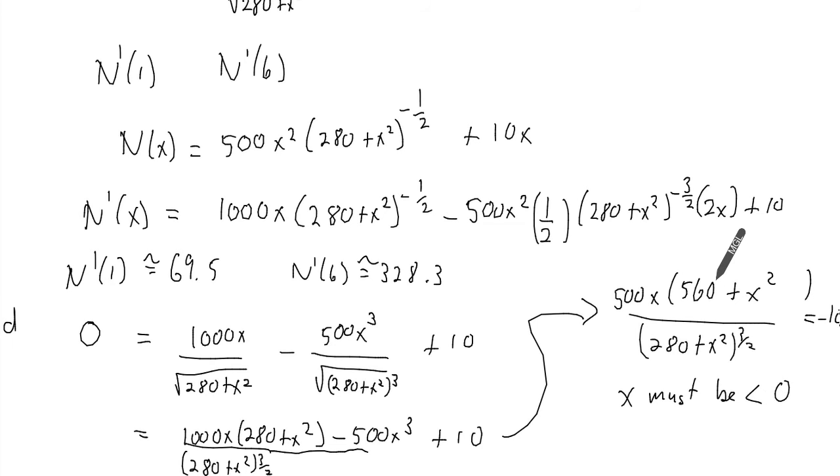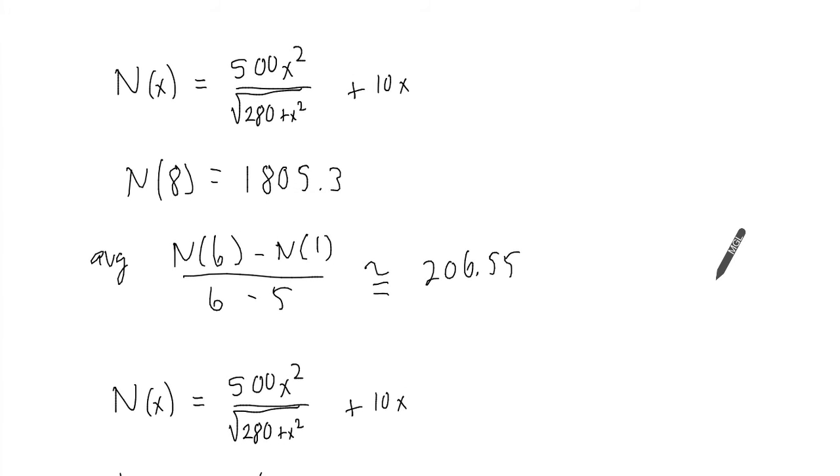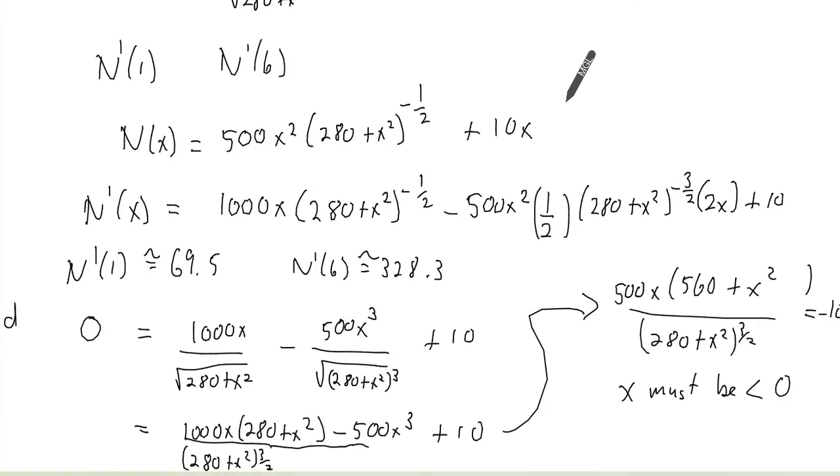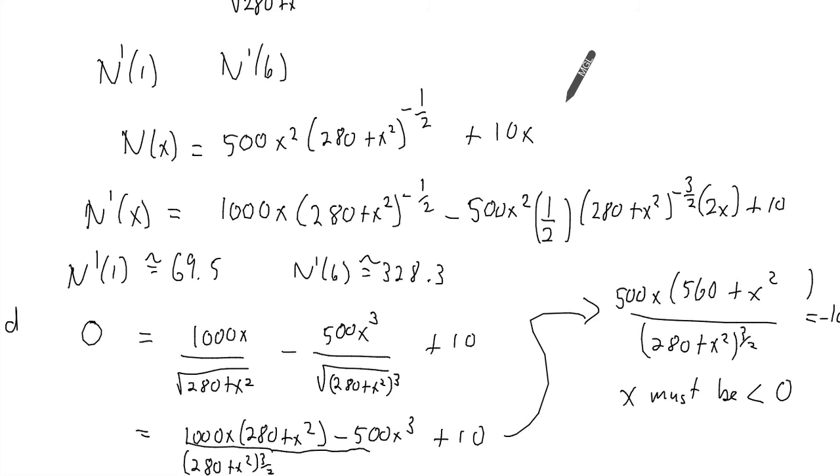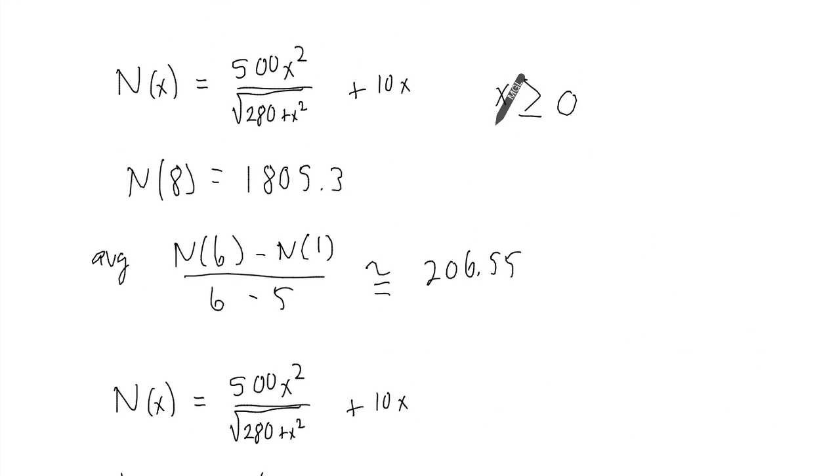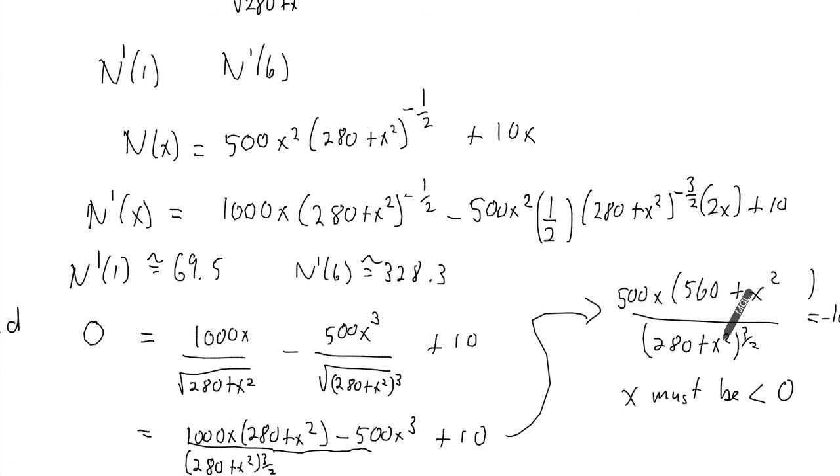But if we go all the way back to the very beginning, we see here that this only works for positive numbers. So x had to be greater than or equal to 0, because you can't have negative weeks. So if x is negative, but at the very beginning x had to be positive, therefore this can never be negative, and therefore the rate of change can never be negative as well.